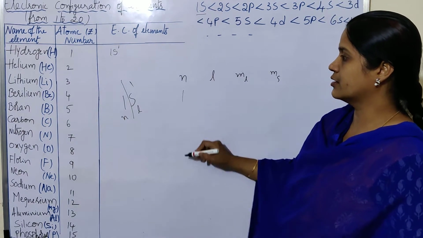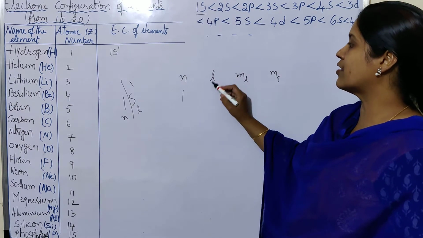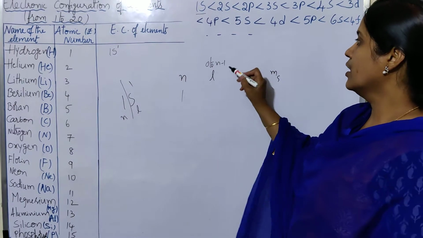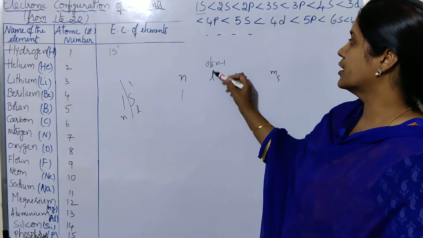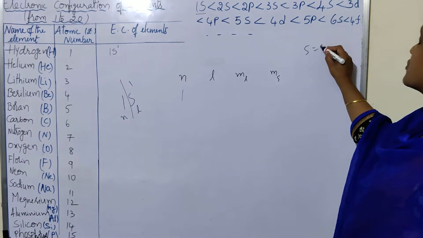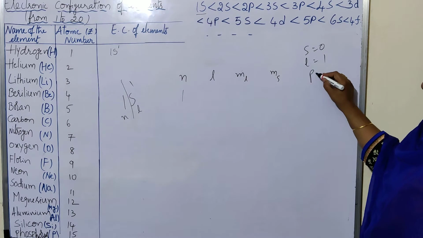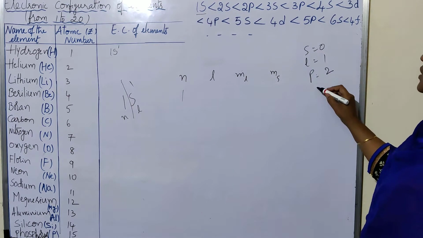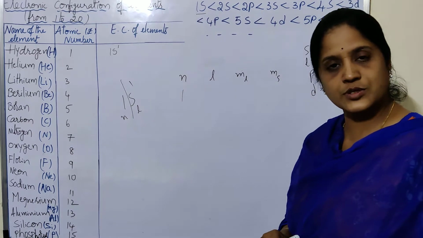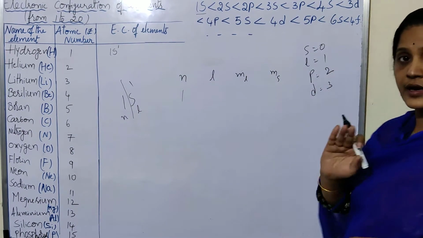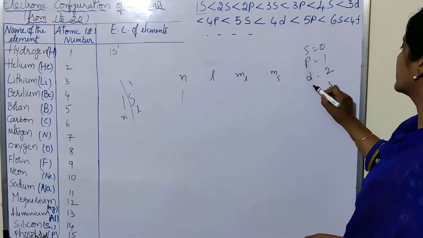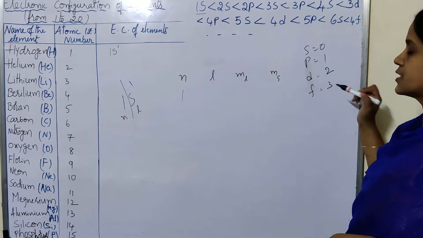For n = 1, what are the L values? L goes from 0 to n minus 1, so you only have to take the maximum. So 0 to n minus 1: S is L = 0, P is L = 1, D is L = 2, and F is L = 3. Sorry, I wrote it wrong. S, P, D and F. These are the values for L.